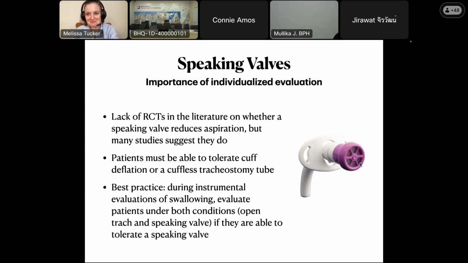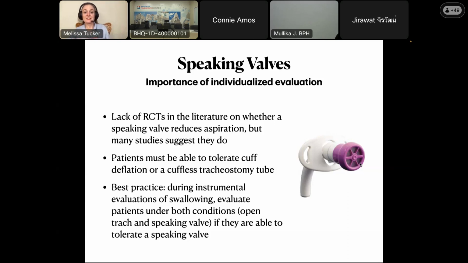It's a whole side topic that I won't go down, but many studies suggest that the speaking valve does reduce aspiration because it restores some airflow to the upper airway. It improves subglottic pressure so patients are able to cough and clear material out of the airway, and it often enables them to communicate, which is just priceless. But it's not appropriate for every patient. The most important thing is that the cuff has to be deflated.